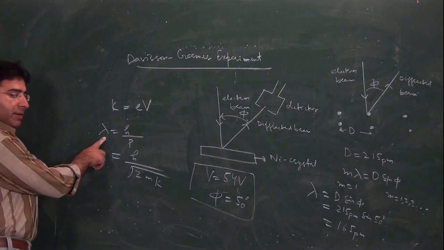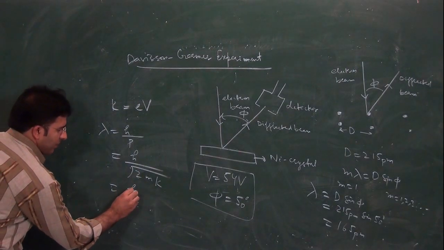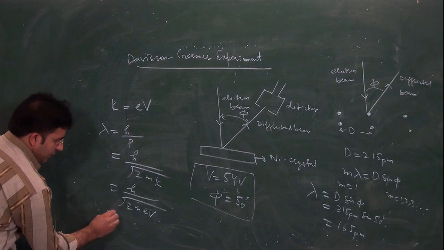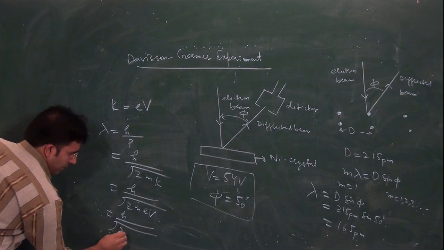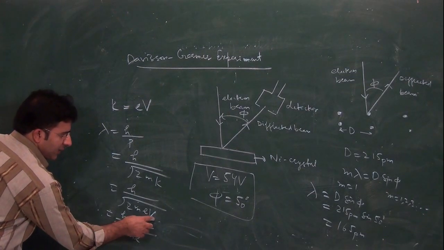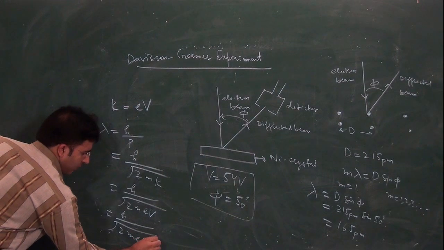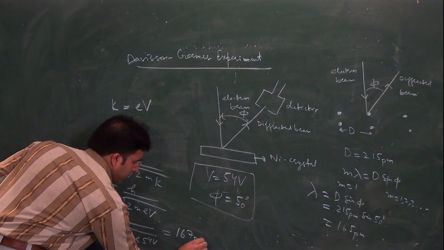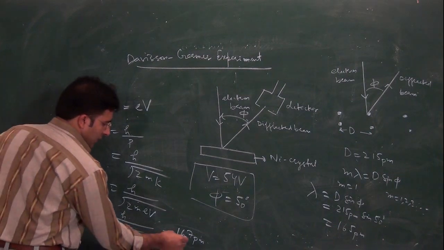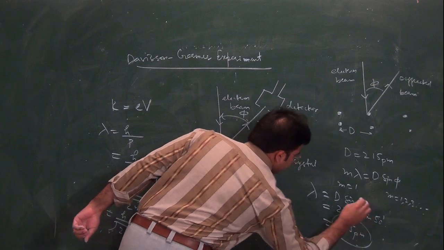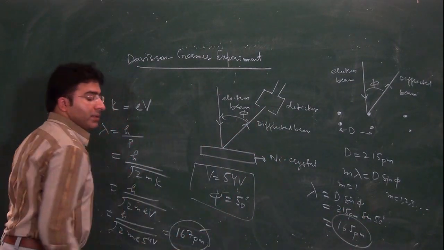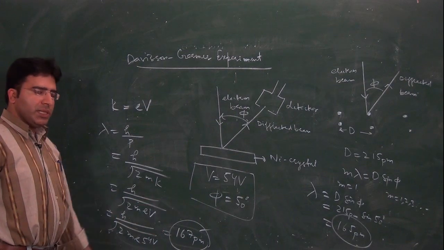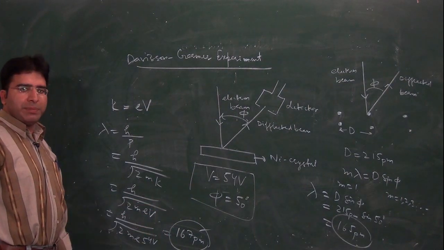Then they asked, what is the value predicted by de Broglie? It is h by under root 2mK, where K is eV. So they substituted the values: Planck's constant, mass of electron, charge of electron, and for V, the accelerating voltage of 54 volt. When we calculate this value, it turns out to be 167 picometer. So it is an experimentally measured value, and it is predicted by de Broglie. This 2 picometer difference from 165 picometer is very small, so they attributed it to experimental error.